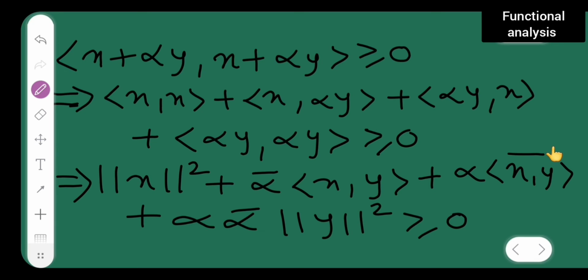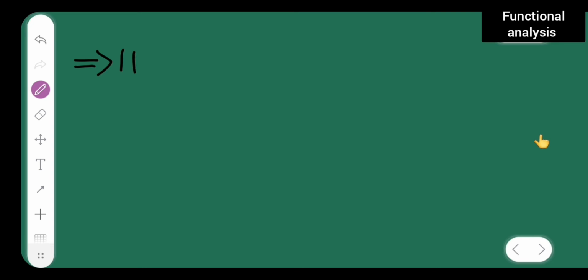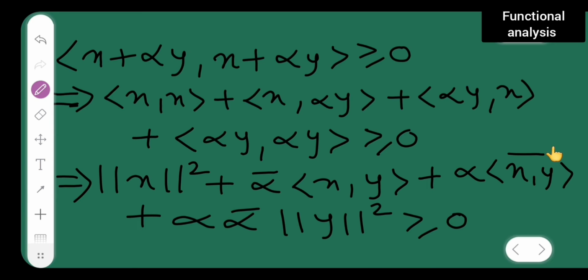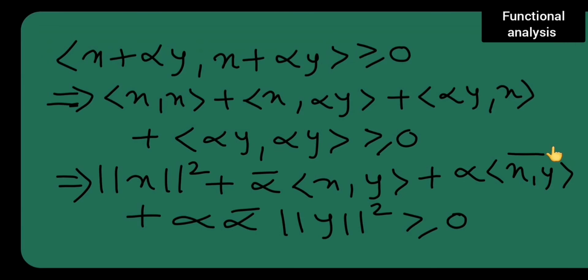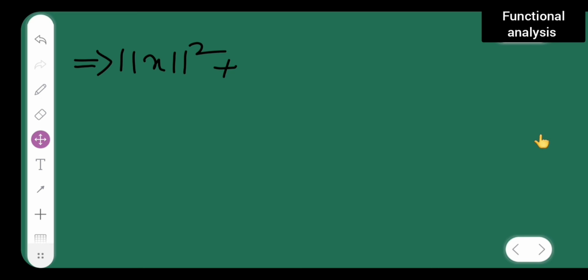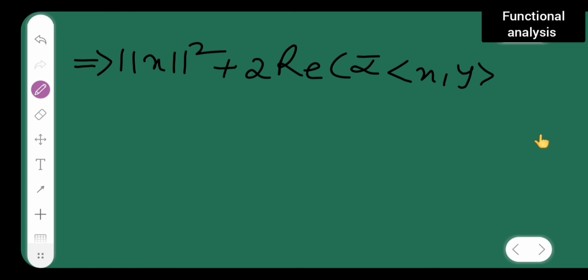Now this is equal to norm of x the whole square, plus, now this thing I'm going to write as twice real part of alpha bar inner product of x comma y, plus modulus of alpha the whole square into norm of y the whole square, is greater than or equal to 0.